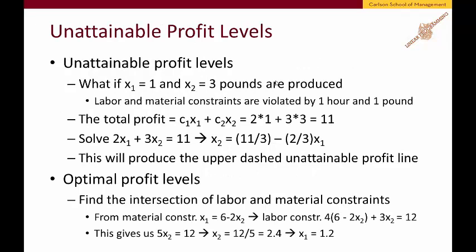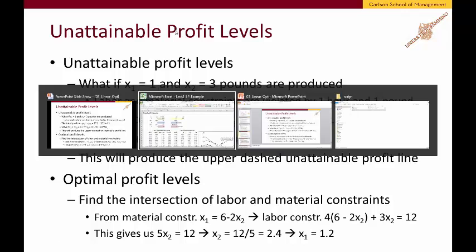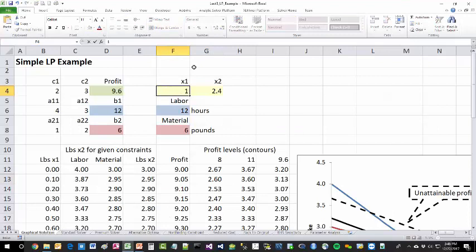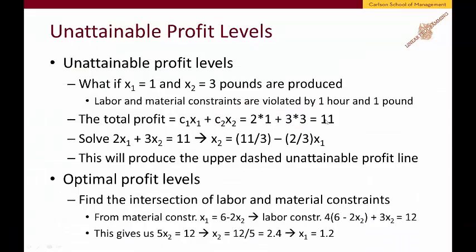Next, we flip to the other side of the coin, so to speak, and repeat the whole analysis and ask ourselves what's going to happen if the production is unattainable or infeasible, like x1 equals 1 and x2 equals 3 pounds of the first and second drug produced. Both labor and material constraints are violated by 1 hour and 1 pound, which you can easily find by substituting those numbers, 1 and 3. Violation by 1 hour and 1 pound. Okay, but the profit, the unattainable one, I might add, of $11 is calculated by multiplying 2 by 1 plus 3 plus 3 is 11.